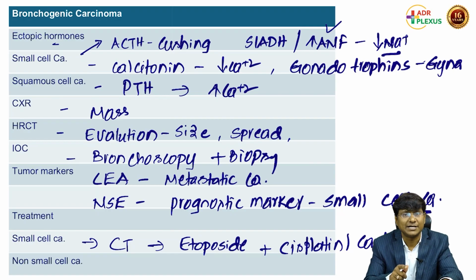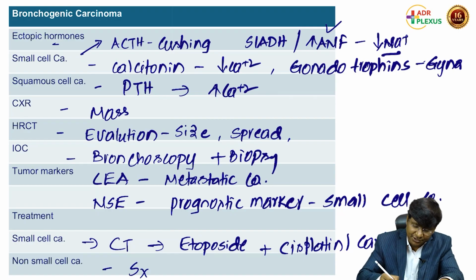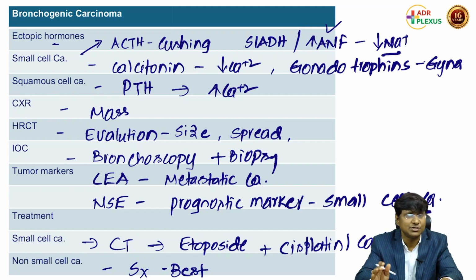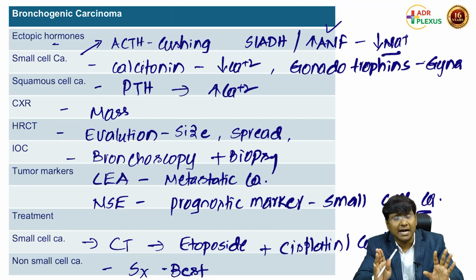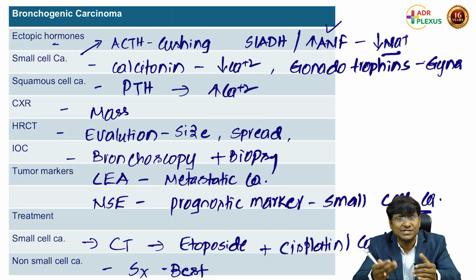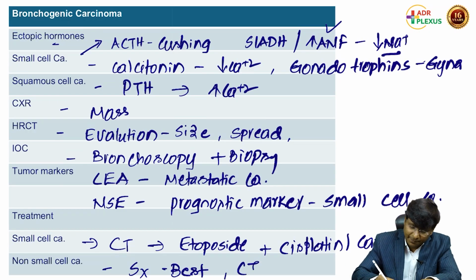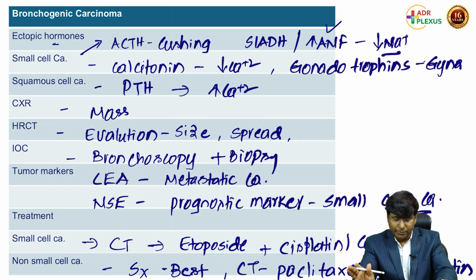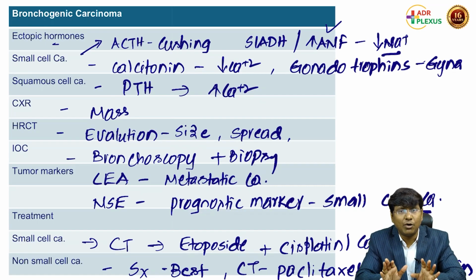Whereas in non-small cell carcinoma, surgical resection is best, because most of these non-small cell carcinomas are localized, so they can undergo surgical resection. But if they metastasize, then in such a case chemotherapy should be given. This chemotherapy in case of non-small cell carcinomas includes paclitaxel plus carboplatin. Right, paclitaxel plus carboplatin should be the chemotherapy in case of non-small cell carcinomas. So this is in detail about bronchogenic carcinoma in the form of a quick revision.